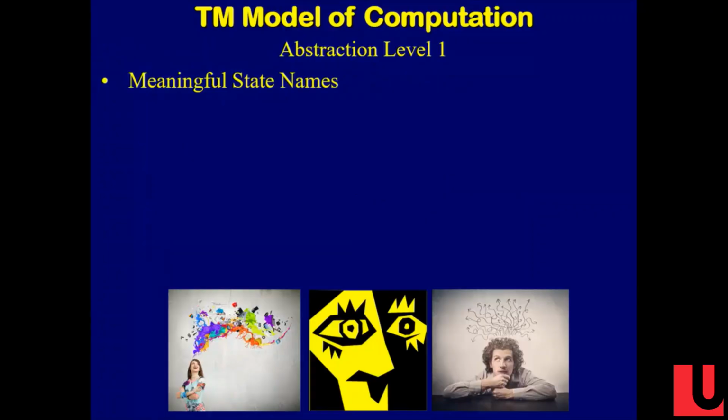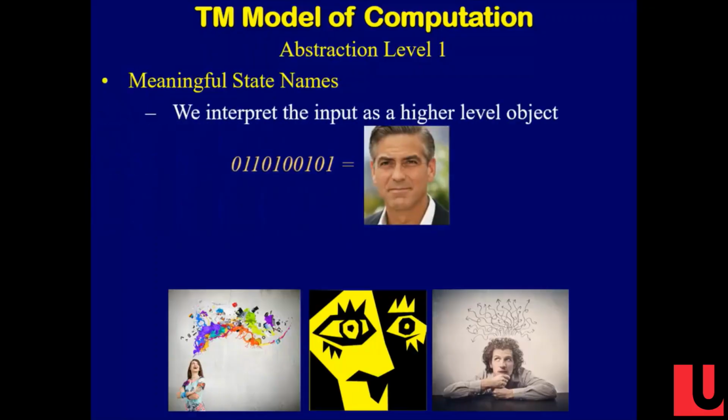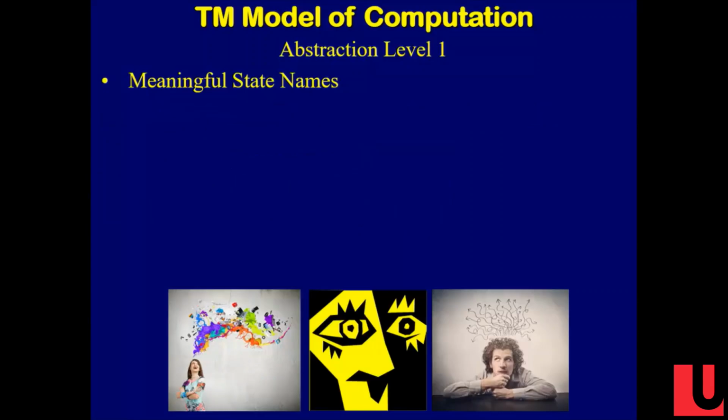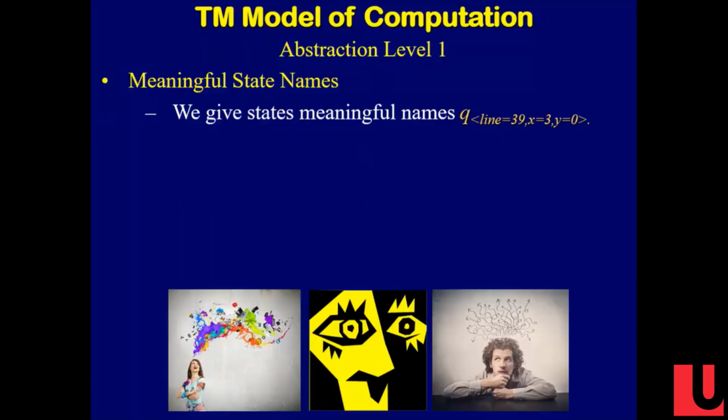Now we come up to level 1 of abstraction, right? We're going to give names. All we're doing is renaming the states, right? So are we really doing anything? No, it's the same Turing machine. We're just renaming the states, all right? So we can interpret this string to be a phase, right? We can give meaningful names to the states, right? As I've done before, meaningful names, right?